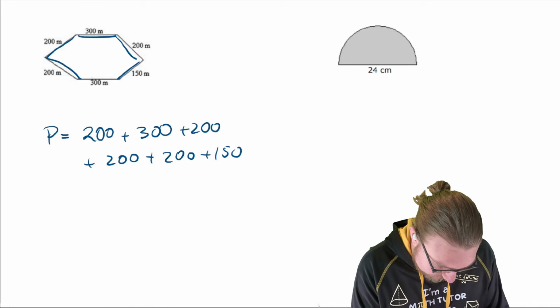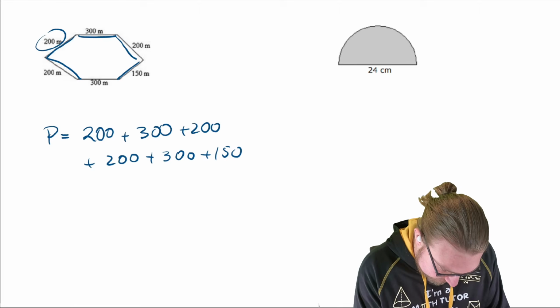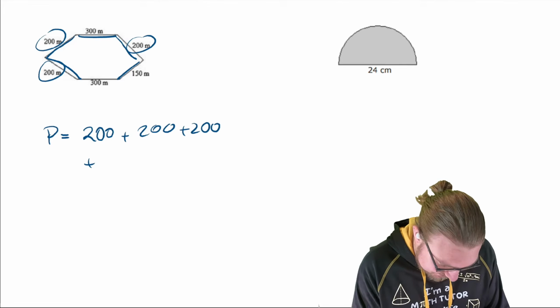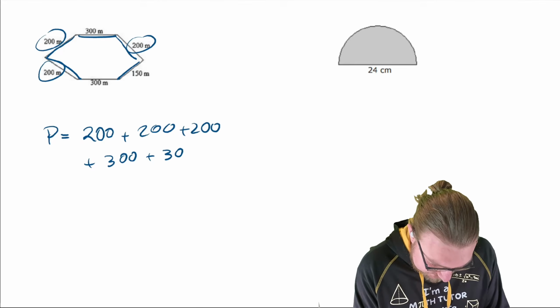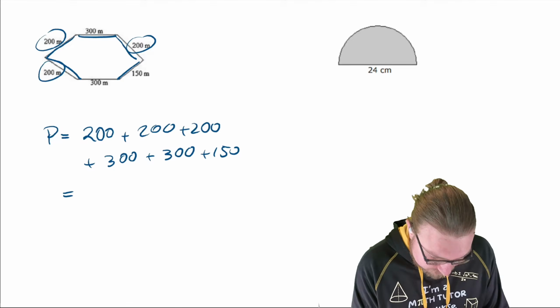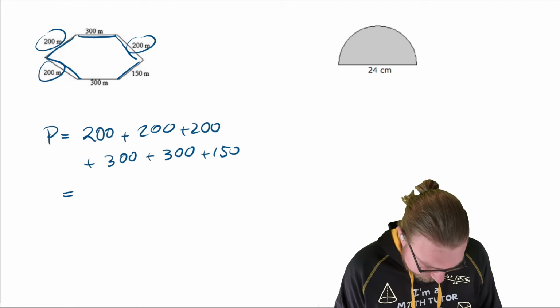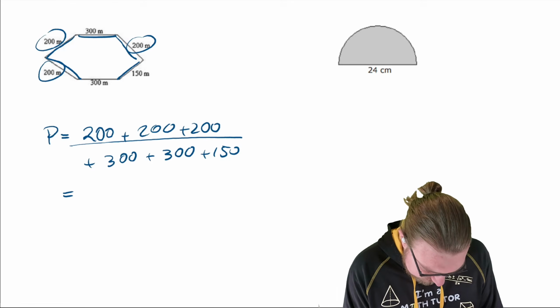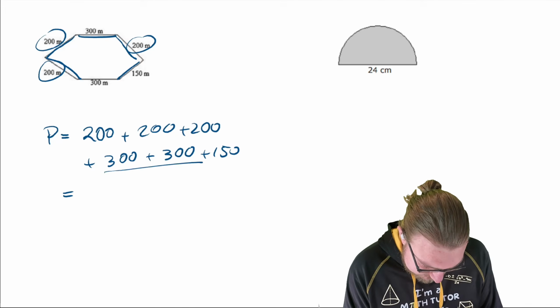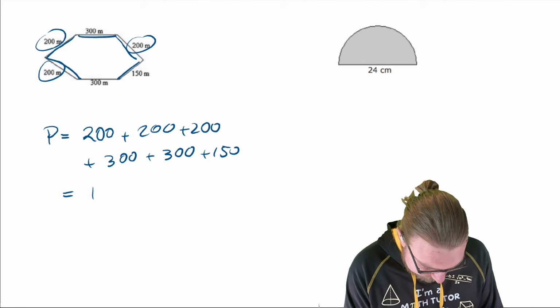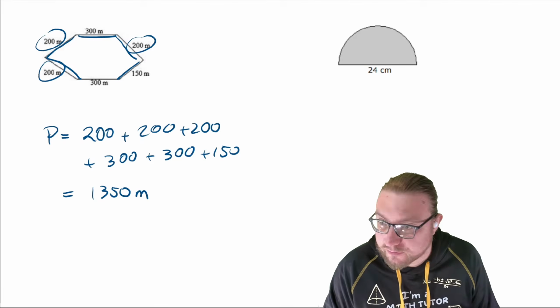So we have 200, we have 300, another 200, 200, 150, and this should be, I think, 300. Oh my god, we have 1, 2, 3 200s. There we go, 200s. And then we have 2 300s, and then 150. And you guys can easily put that in the calculator and see what you guys get for the answer. These are all together 600. Then we have another 600 here. So we have together 1,200, 1,350. And then, of course, the unit.